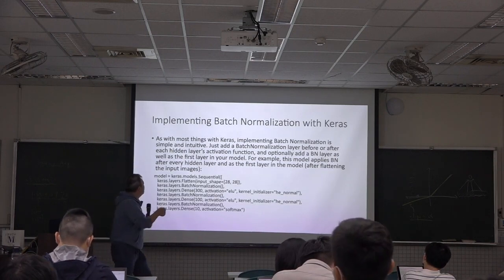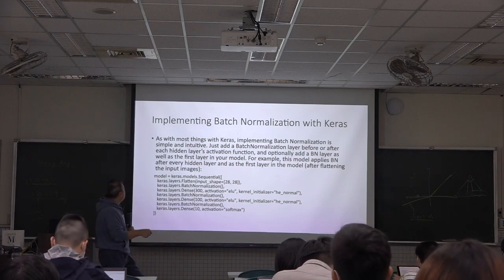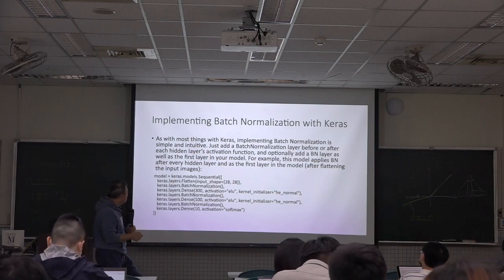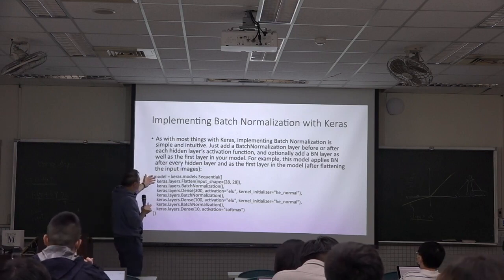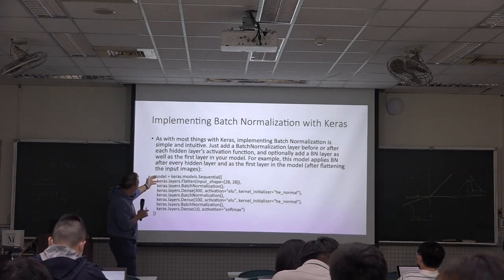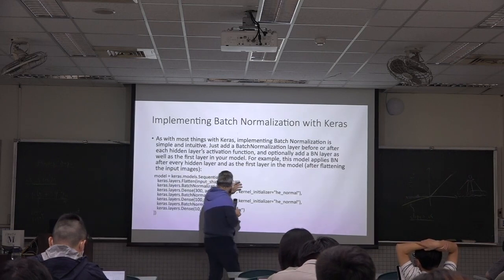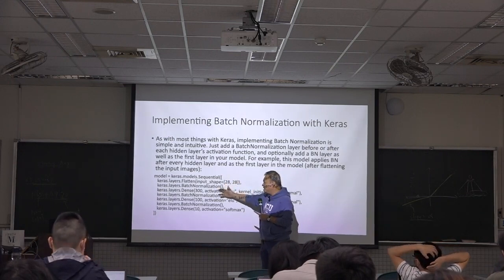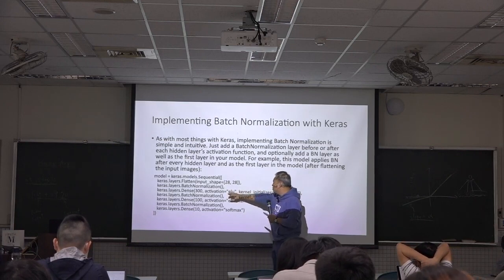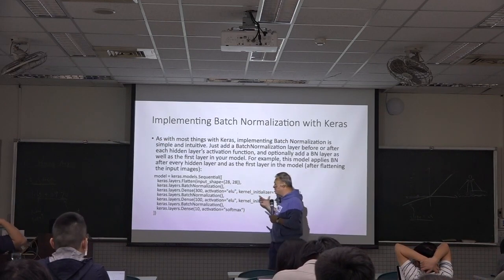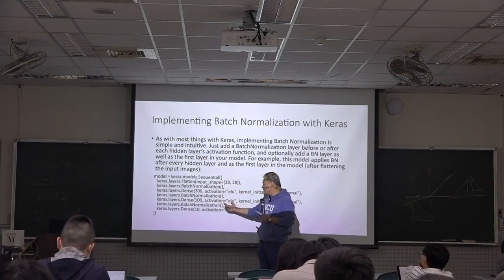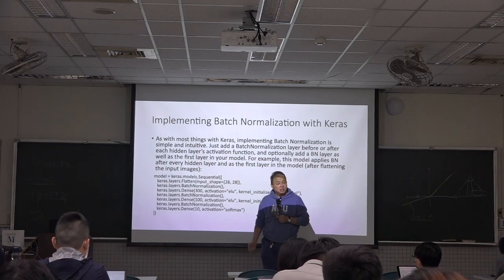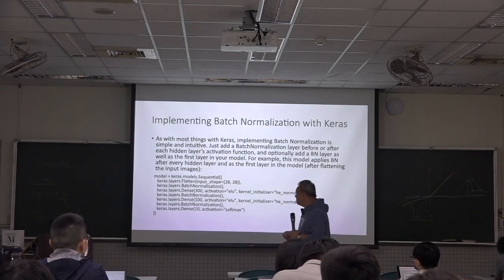Okay, so as with most things with Keras, implementing batch normalization is very simple and intuitive. Just add a batch normalization layer before or after each hidden layer's activation function. Let's just look at the code. We use Fashion MNIST again as an example. So input shape is 28 by 28, right? Then we add keras.layers.BatchNormalization, and we have this dense layer, and here we use ELU, and we use He normal initializer. And we have batch normalization again, and another dense layer, and another batch normalization, and then the output layer. So easy, right? Adding batch normalization is so easy in Keras.